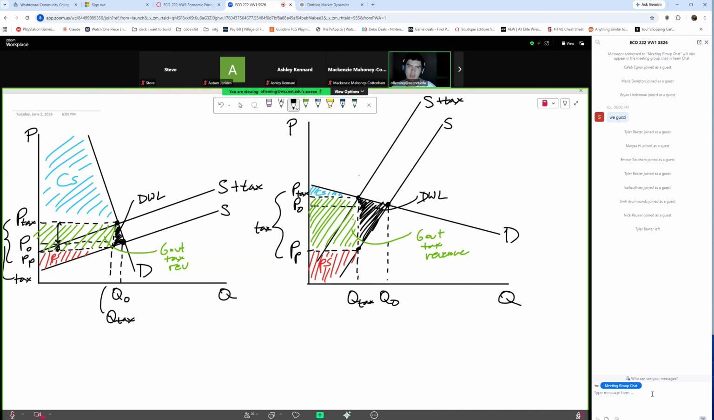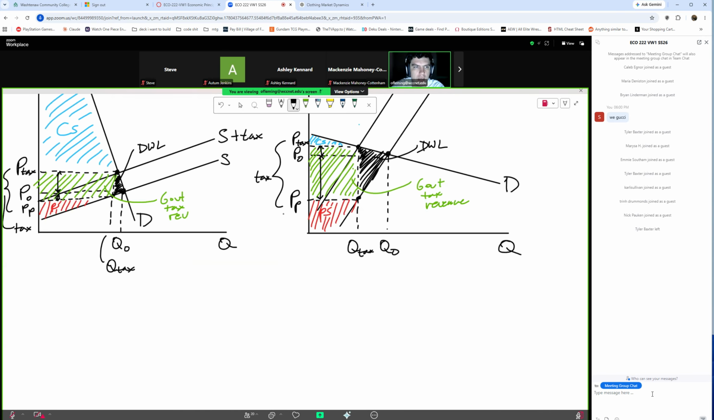Here you can see that it is actually producers that bear the larger share of the burden, because the amount by which the consumer price increases, this distance, is much smaller than the amount by which the producer price decreases, that distance here. As you can see, whoever bears a larger burden of the tax is going to be the one with the more inelastic curve, whether that be supply or demand. So let's summarize that below here.